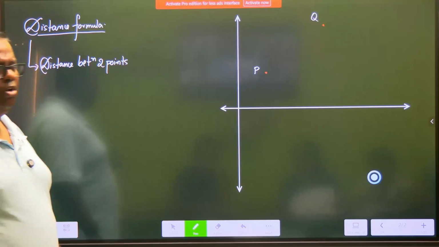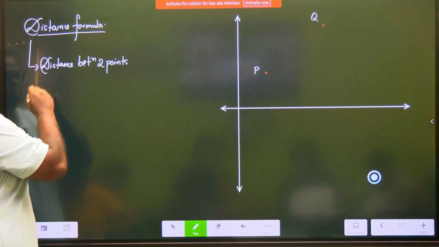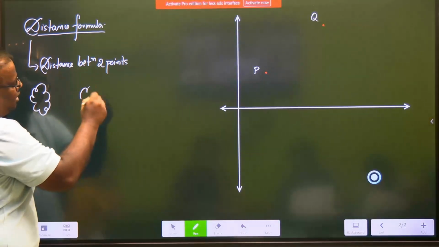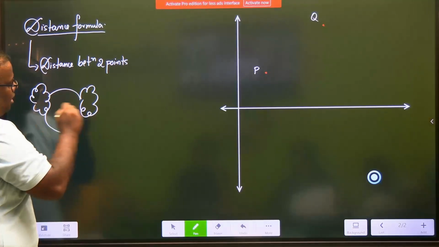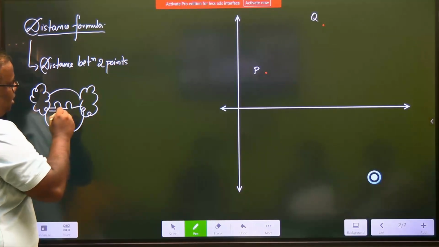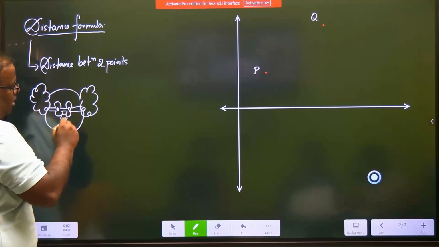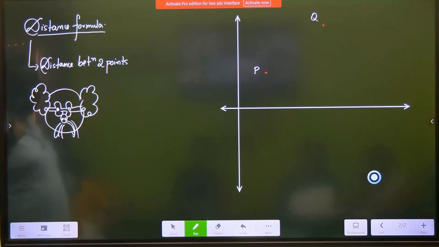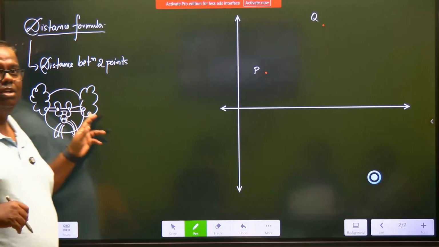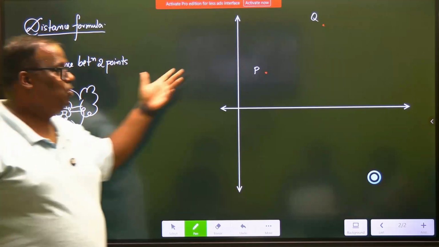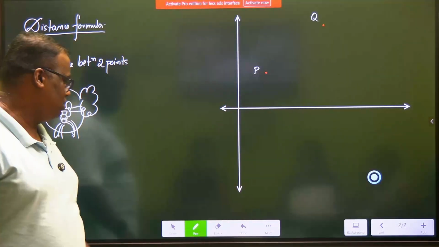Very easy. All you need to know for finding this distance is Pythagoras theorem. This is Pardadaji, his name is Pythagoras. But I don't know in those days there were specs or not. But there may be. So you need to know the Pythagoras theorem. You can find out the distance between 2 points.